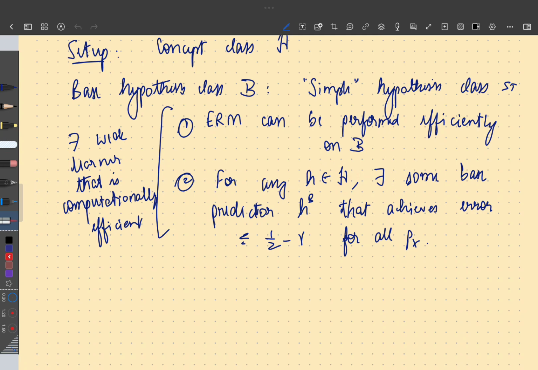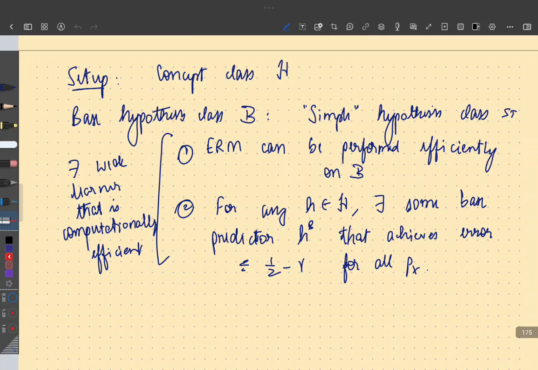Okay, that's all that I'm requiring at the moment. HB should belong to the base class. So HB belongs to the base class, but H is my concept class, which may not belong to B. In general, HB is not going to belong to H.